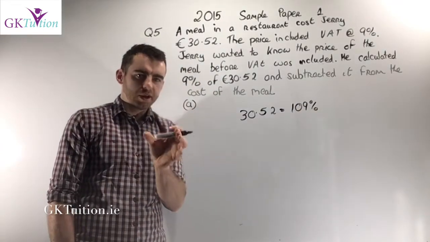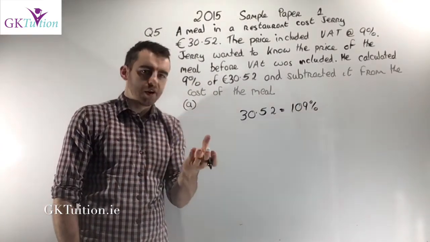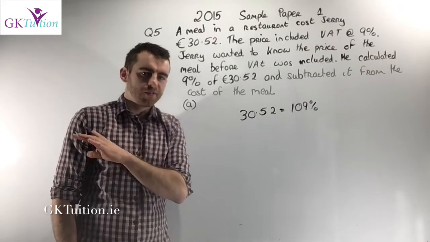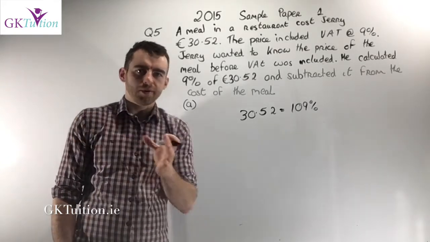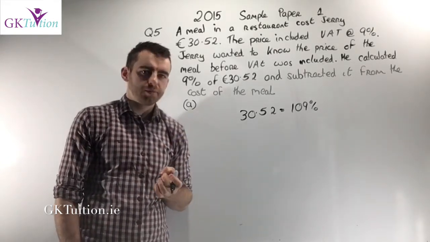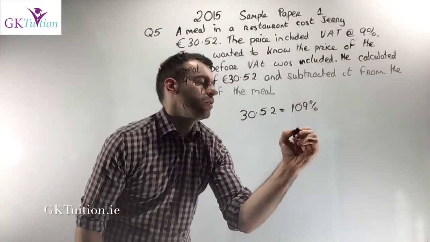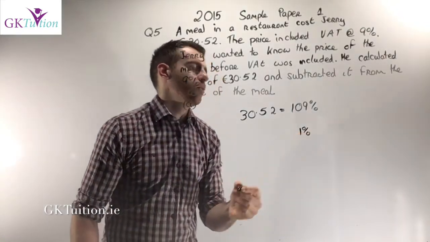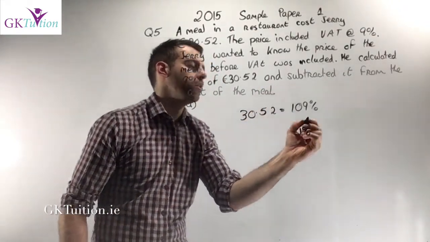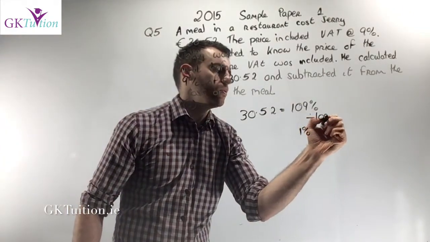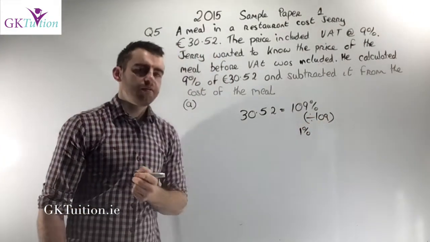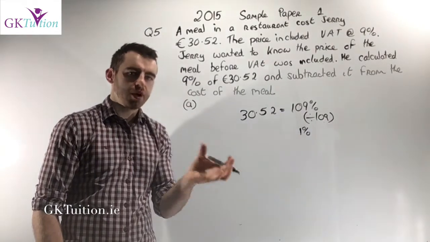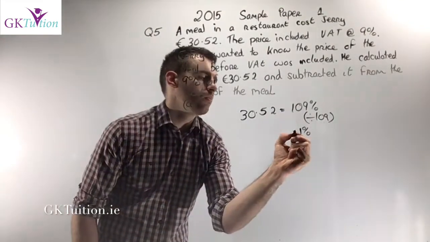It's the cost of the meal, the 100%, plus the 9% VAT. So we'll just follow the same logic as we've been doing throughout the video. If you know 109%, the next thing you should try and do is find 1%. In order to turn 109 into 1, you divide it by itself. So you divide by 109. If you're going to divide the right hand side by 109, you should also divide the left hand side by 109.